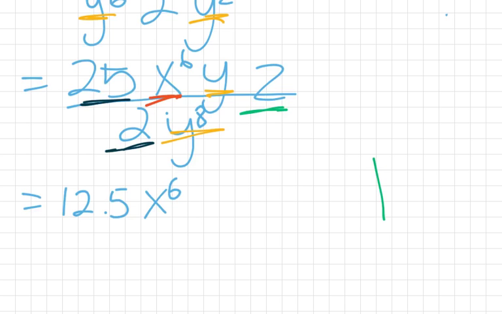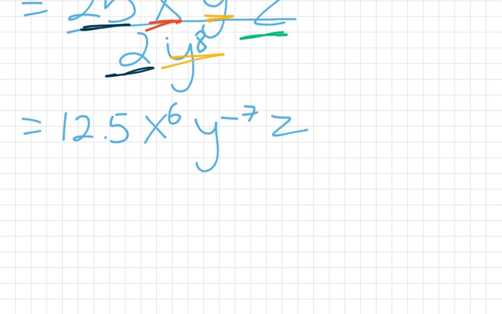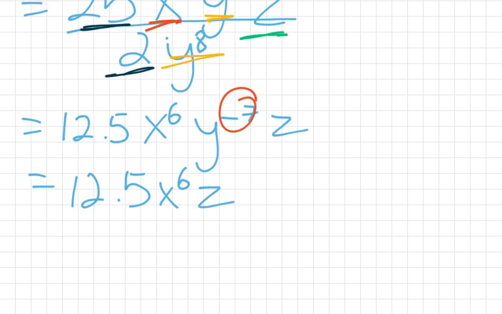And then we have our y's. So we have y to the 1 in the top of our equation, and then y to the 8 in the bottom. So we're going to have to subtract 8 from 1. So that gets us y to the -7, and then we have a z. Awesome. So this is about as simplified as it gets, but teachers often like you to show your response with no negative exponents, which means we have to get rid of that little situation there. So pretty easy. We're just going to move that into the denominator of our equation. So we have 12.5 times x to the 6 times z all over y to the 7.